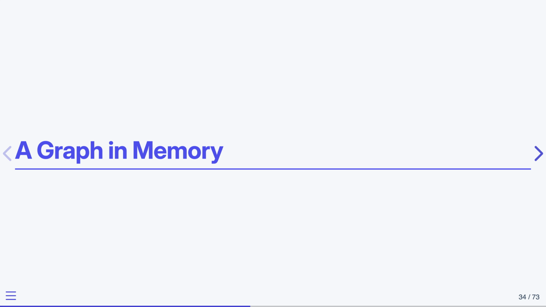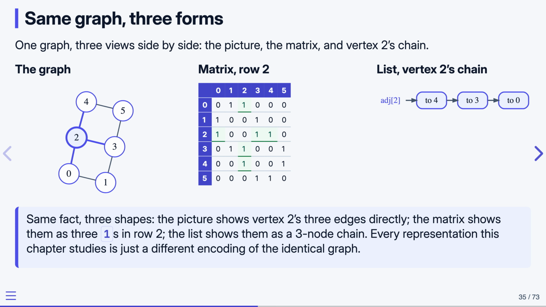Now let's put a graph into memory. We will look at the same graph drawn 3 different ways. This is one graph shown 3 ways side by side. The picture, the matrix and vertex 2's chain. Watch how the same fact looks in each form.